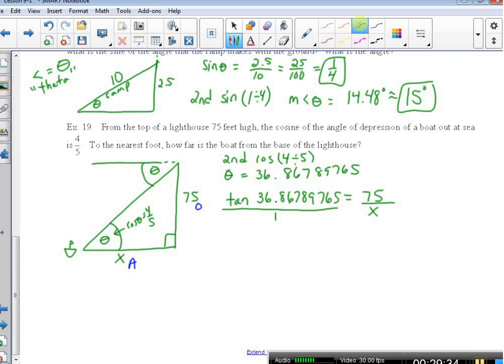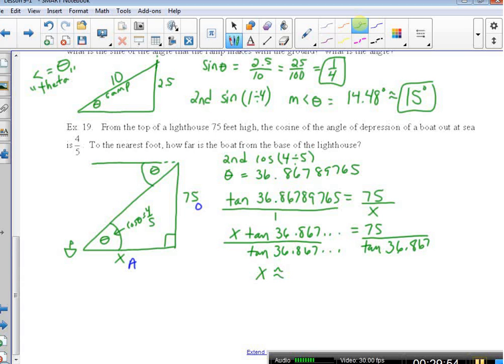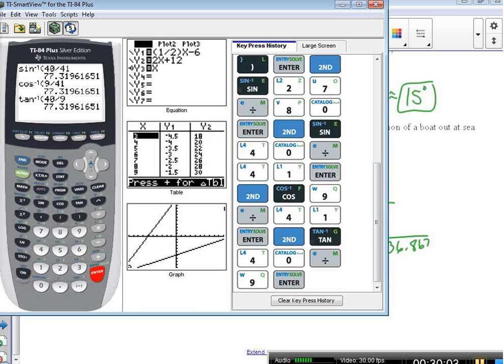Okay, so I used that angle that I found. So I'd get x times tan of 36.867 equals 75 times 1, and then I would divide that on both sides. So let me show you how you would do this in the calculator. So x turns out to be exactly equal to 100 if you do it correctly. So let me show you that, and this will end it.